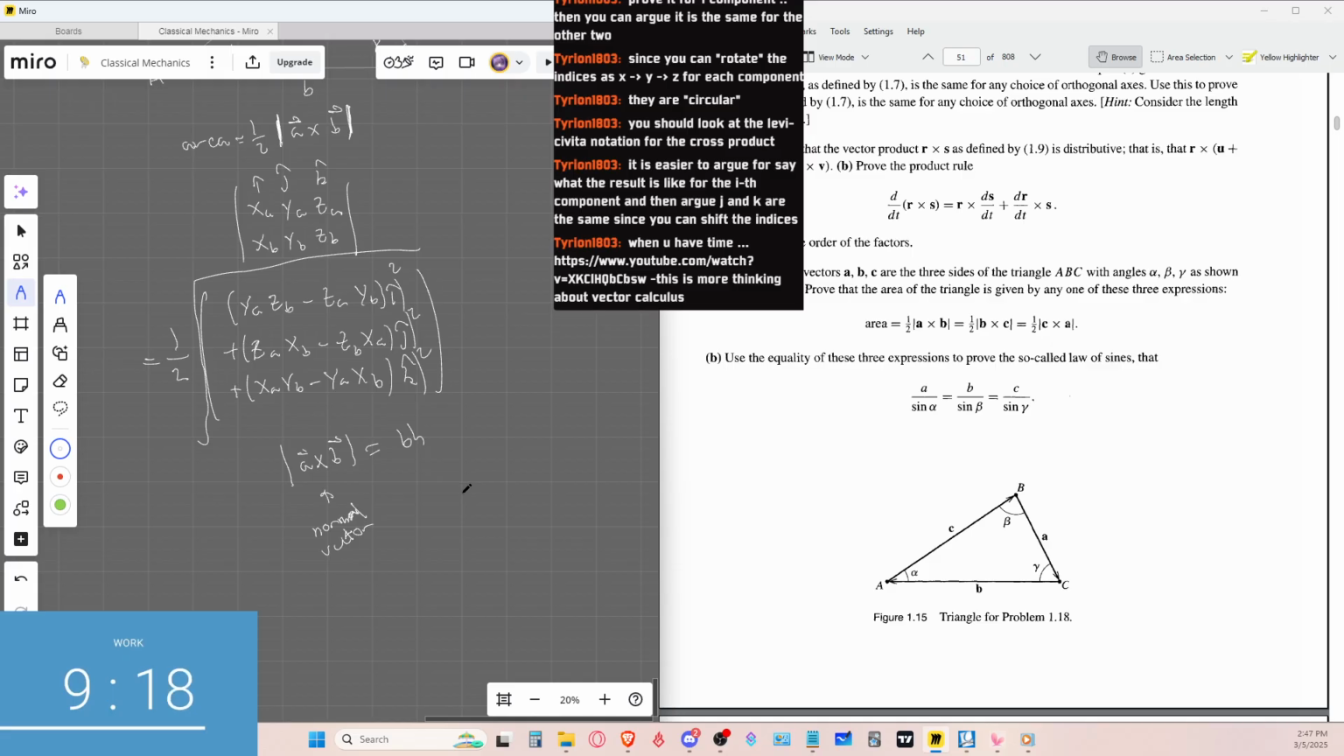The equality of these expressions to prove the so-called law of sines. I think with the law of sines you can interchangeably flip them around, right? Like sine of alpha over A as well as A over sine alpha. Because I remember Googling it and I saw it in both variations. I always thought it had to only be one type of variation, but it could be both.